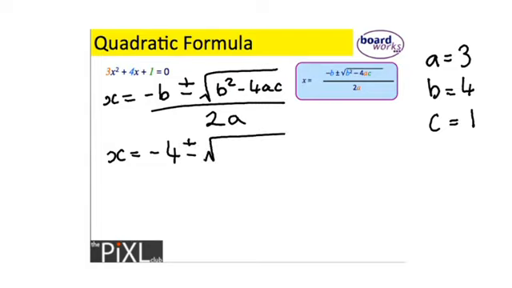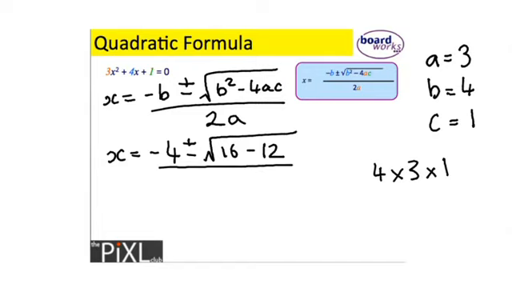Add, subtract the square root of b squared. B is 4, 4 squared is 16. Take away, keep the take away. Then we have 4ac, which is actually 4 times a, which is 3 in this case, times c, which is 1. So 4 times 3 is 12, 12 times 1, just 12. So it's take away 12. All divided by 2a. 2 multiplied by a is 3, so it's 6. 2 times 3 is 6.